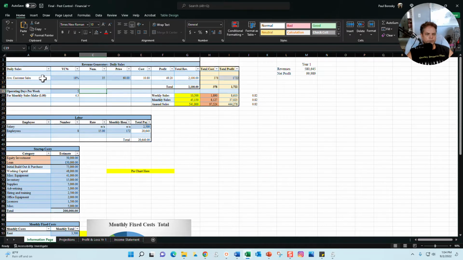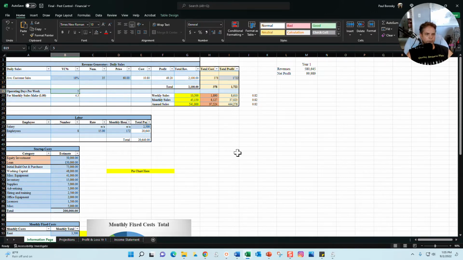I do give you a starting point for your revenues, and the label for revenues is average customer sales. For the starting point, I'm saying that this hypothetical pest control business is going to service 35 customers a day. The average service charge, or average customer ticket, is $60. And the variable cost is 18%, which means that if we charge our customer $60, it's going to cost us about $10 in material and gas for travel and such.